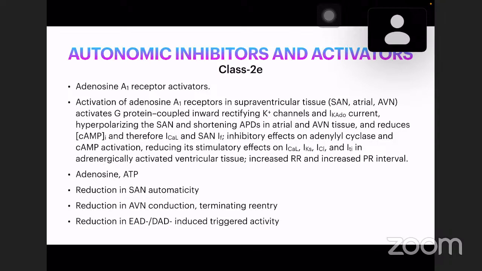decrease in the contractility and decreasing the heart rate. So thus it increases the RR interval and PR interval. So in simple lines, it causes the decrease in the SA node automaticity, decrease in the AV node conduction, and terminating the re-entry. There will be reduction in early depolarization and delayed depolarization induced trigger activity.